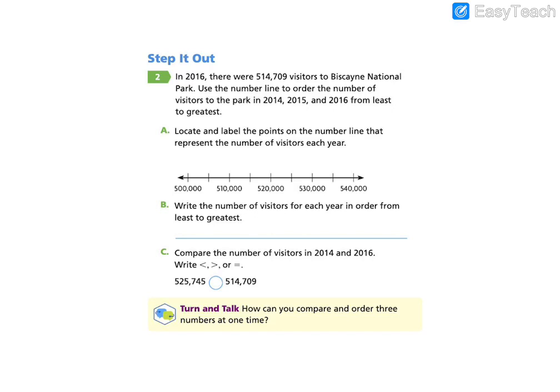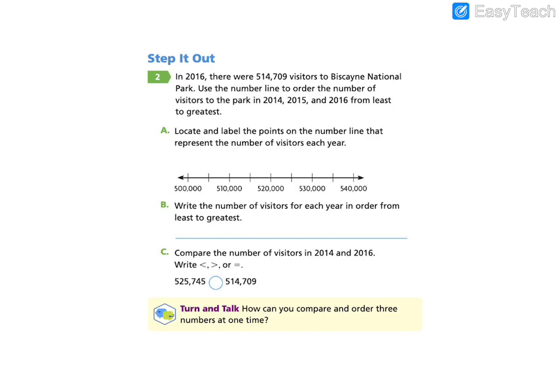So now we're going to take a look at Step It Out. It's going to give us a different way to compare numbers. In 2016, there were 514,709 visitors to Biscayne National Park. Use the number line to order the number of visitors to the park in 2014, 2015, and 2016 from least to greatest. Locate and label the points on the number line that represent the number of visitors each year.